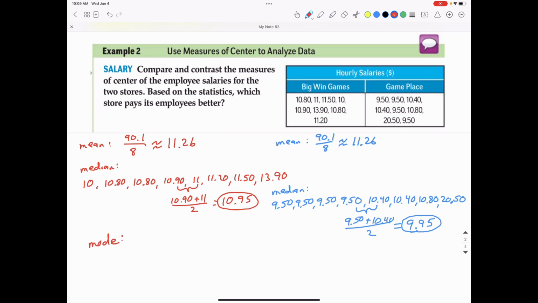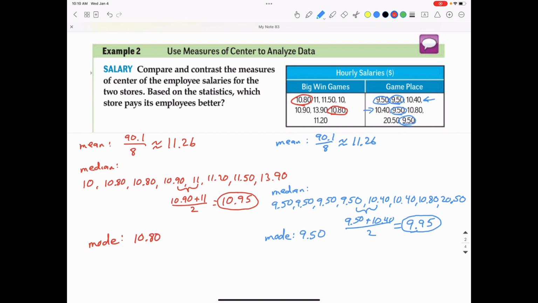And then we have the mode, being the piece of data that appears the most often. For Big Win Games, it does look like the 10.80 appears twice. No other number appears twice, so the mode is 10.80. And then for Game Place, there is 9.50 that appears 4 times, so that one is definitely the mode for Game Place. There is a 10.40 that appears twice, but since four times is more than 2 times, the only mode for Game Place is 9.50.